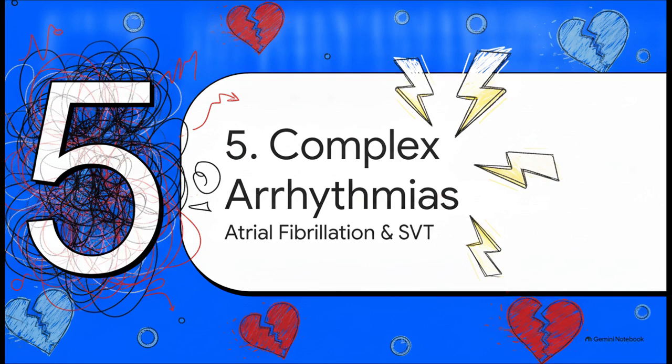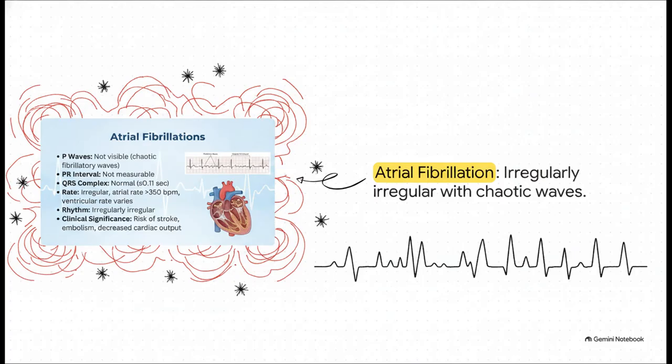And finally, Section 5, decoding complex atrial arrhythmias. Let's step up the complexity. Notice how the nice, uniform P waves are just completely gone here. In atrial fibrillation, or AFib, the atria are basically just quivering at over 350 beats per minute. This creates chaotic fibrillatory waves and the absolute hallmark irregularly irregular rhythm. And because blood pools in those quivering atria, this rhythm carries a massive risk for stroke and thromboembolism.